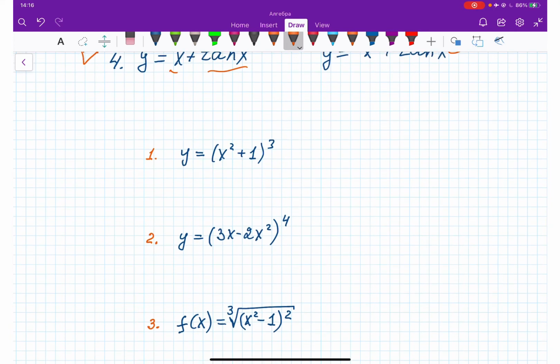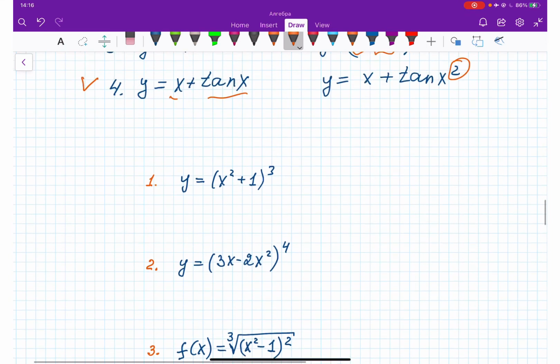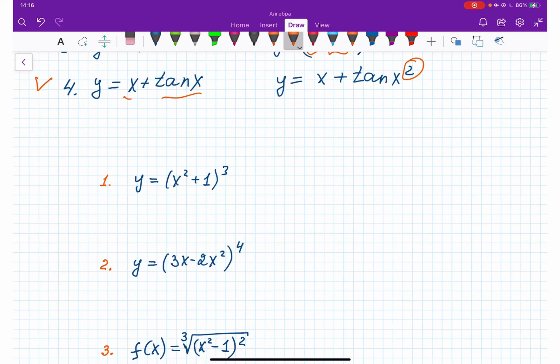I think there are about 16 cases, but we need to cover all of them so we can understand they apply to different cases. So y is equal to (x squared plus 1) to power 3. If I had x squared plus 1, I would just take the derivative of x squared, the derivative of 1, and I would be done. But I have (x squared plus 1) to power 3. So that means I'm going to take first the derivative.